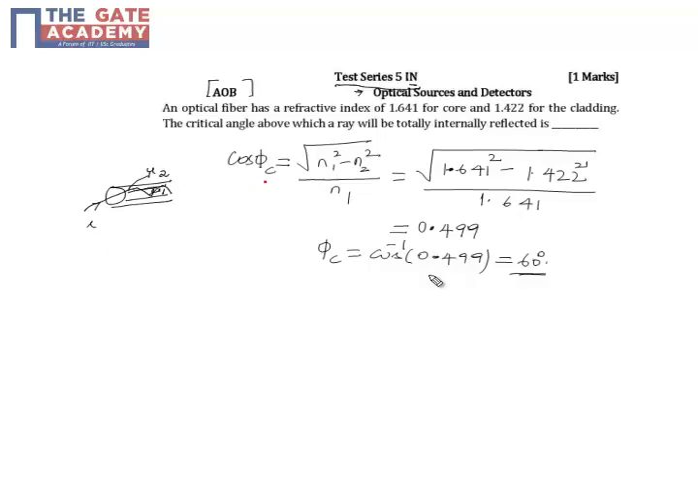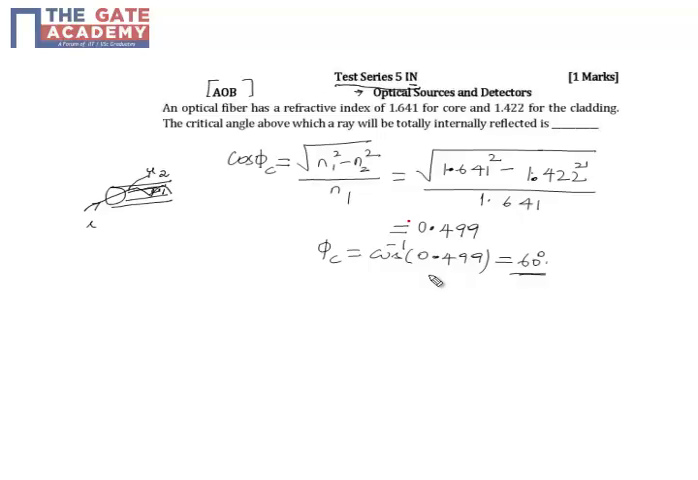we know from Snell's law that cos theta of core equals the angle should be under root of n1 square minus n2 square by n1, which is nothing but the difference of the refractive indices of core and cladding divided by the refractive index of the core. So here I'm substituting the values, which is 1.641 square minus 1.422 square by 1.641, which is of the core. On simplification I get the value of cos phi as 0.499.